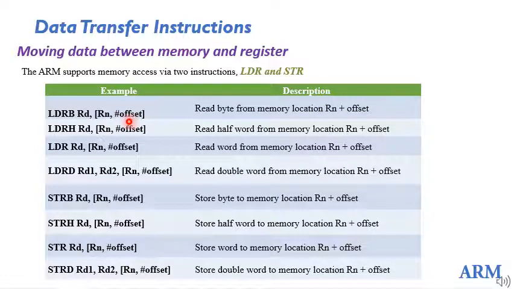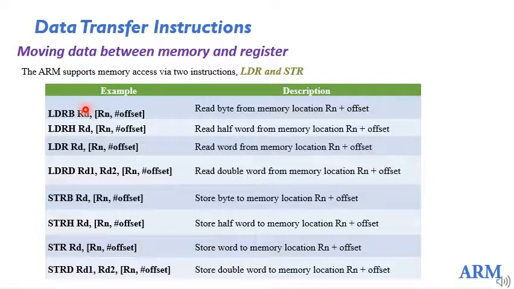The addressing mode is nothing but the way in which the address of the memory location is computed. Here the address of the memory location is computed by adding the content of the Rn register and this offset value. As you see, this offset is preceded by a hash, and hence this is a constant value, an immediate value. So the address of this memory location is computed by adding Rn and offset, and from this memory location a byte of data is loaded into the destination register.